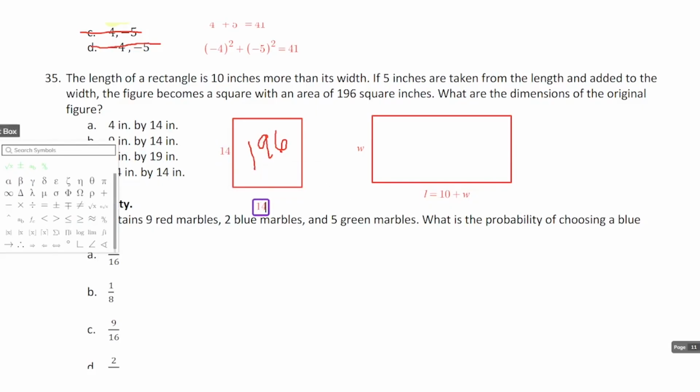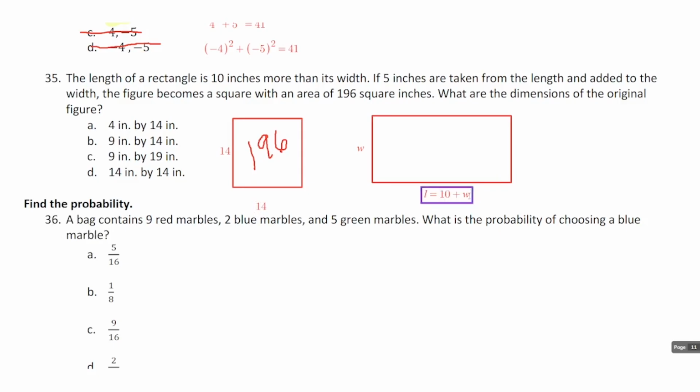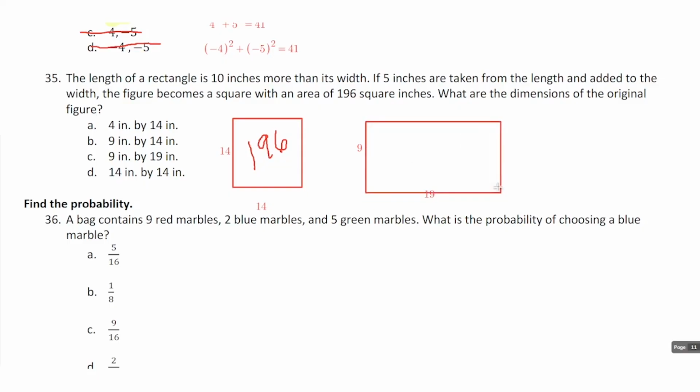Now, this would be if you took 5 inches from the length, so subtract 5 from the length and add 5 to the width. So if that's the case, then if we added 5 to the width, the original width would have been 9, and then the original length, which is 10 more than the width, would be 19. So the dimensions of the original figure, that just disappeared on me for some reason, I'll just redraw it, will be 9 and 19. Our answer is C.